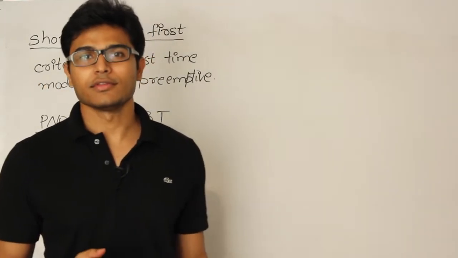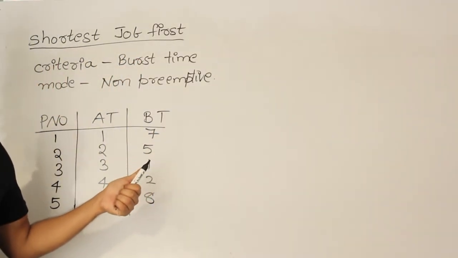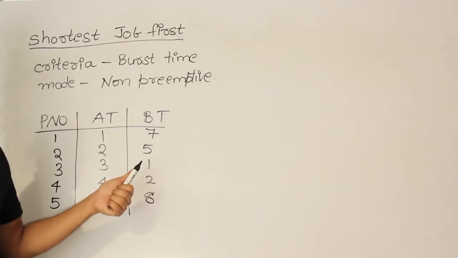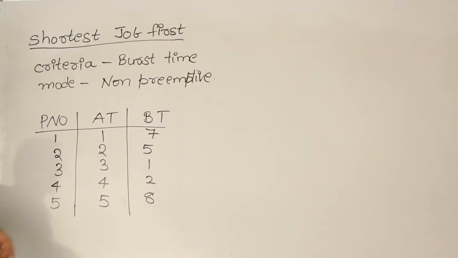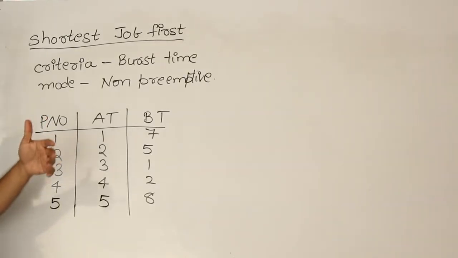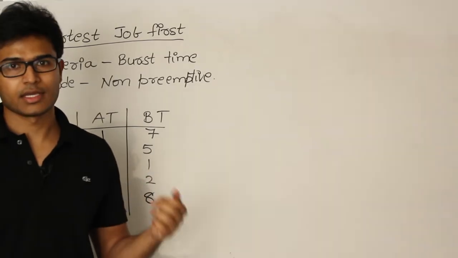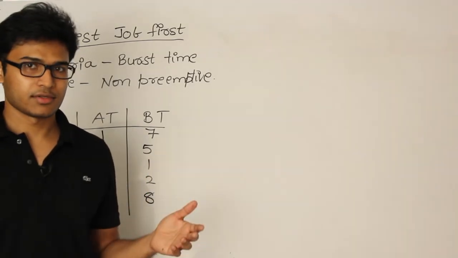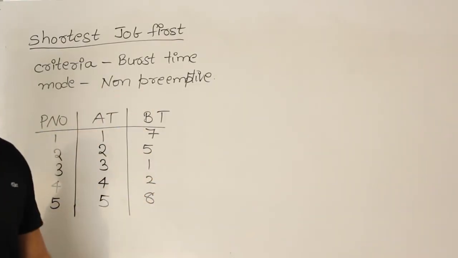Coming to this one, here I am using non-preemptive, which means whenever any job is chosen, it will not stop until it finishes. That is why it is called non-preemptive. The other is the preemptive version, which is also called shortest remaining job next. We shall see that later, but now we shall confine ourselves to the non-preemptive version.